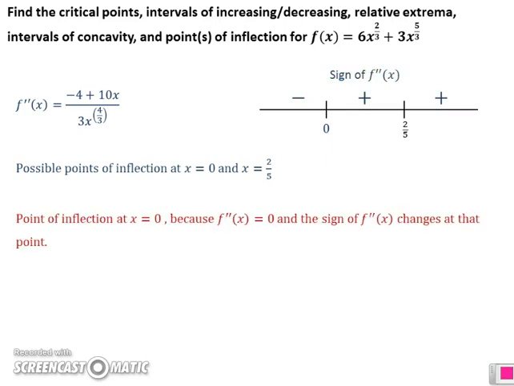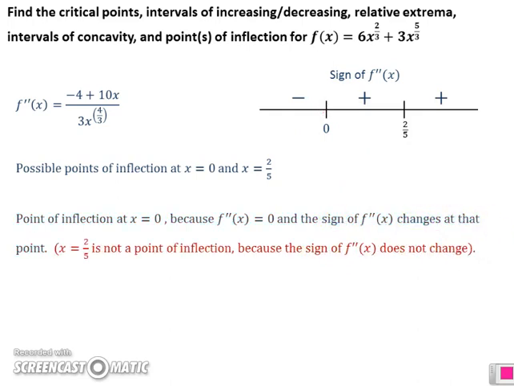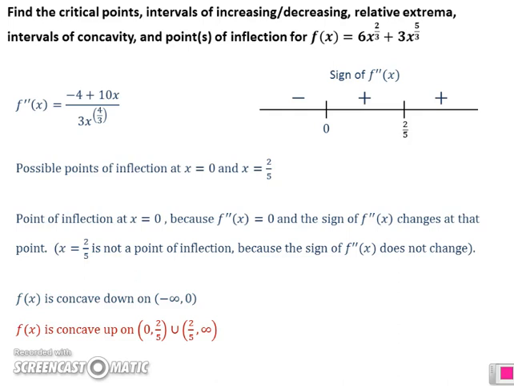So there is a point of inflection at x equals 0 because that's where the second derivative is equal to 0, and the sign of the second derivative changes. However, x equals 2/5 is not a point of inflection because the sign of the second derivative does not change there. The graph of f of x will be concave down from negative infinity to 0 because the second derivative is negative there. And f of x will be concave up from 0 to 2/5 and then from 2/5 to infinity.